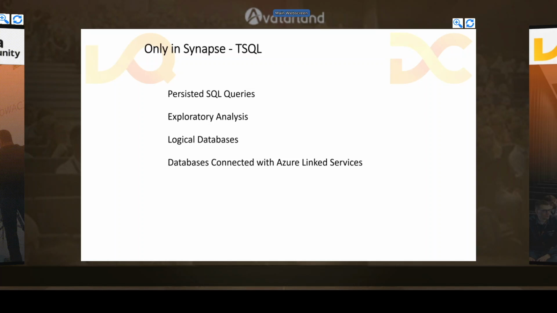Databases can be created which are logical on top of flat files, and those databases can be persisted so that you can access them within Management Studio. And it'll also allow you to connect to other databases and Azure linked services, again, like Cosmos DB, allowing you to integrate them fully within your Synapse environment. So the other thing that you have that's available in Synapse is a full Azure ML integration.